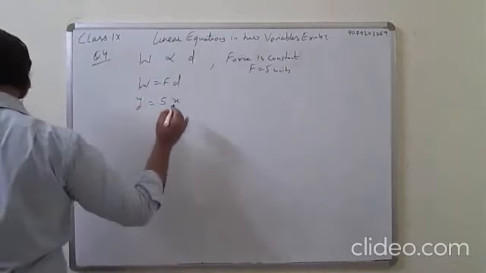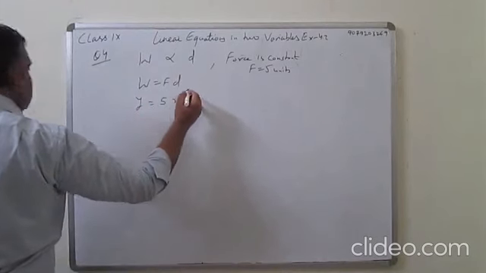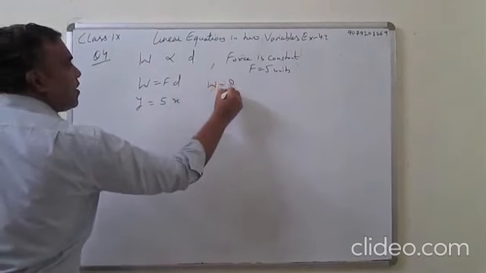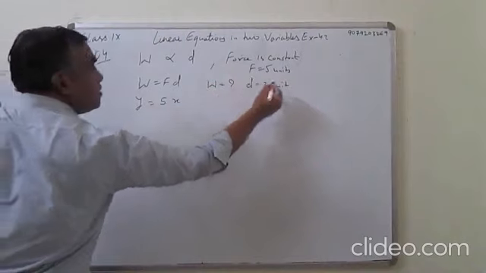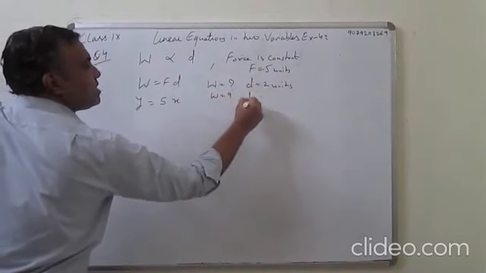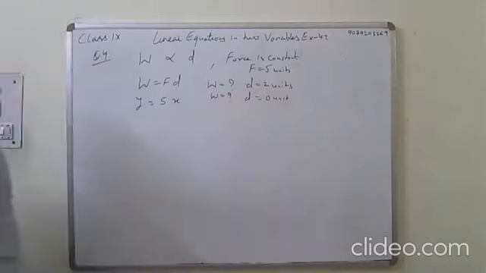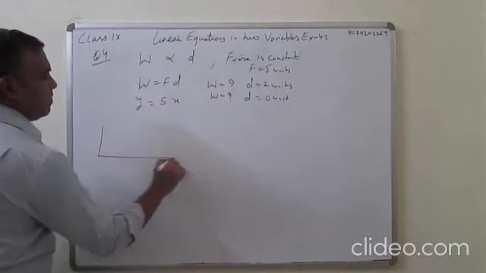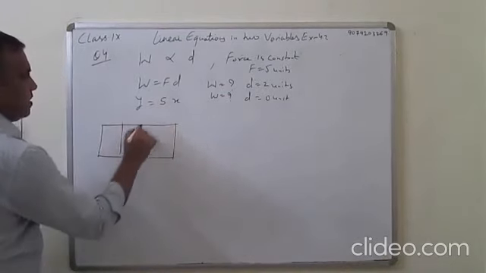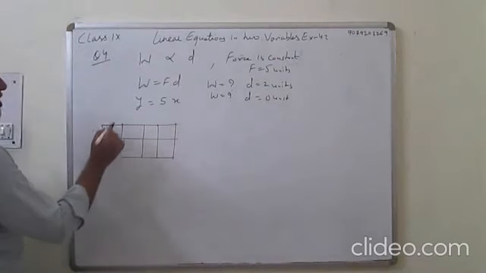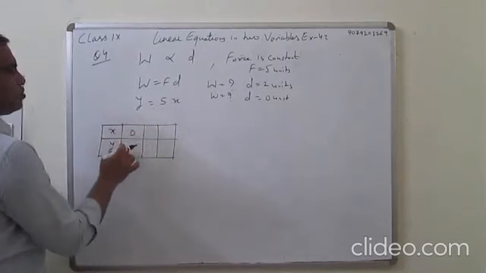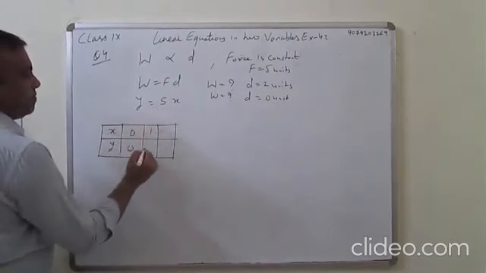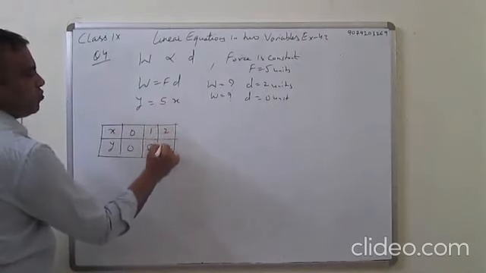Now you have to calculate the work done when the distance is 2 units, and work done when distance is 0 unit. Now plot a graph for this. Now make a table. At least 3 points you can take to draw a straight line, x and y. See here, if you take x is equal to 0, y is 0; x 1, y 5; x 2, y 10.